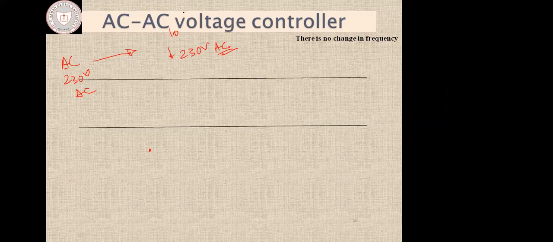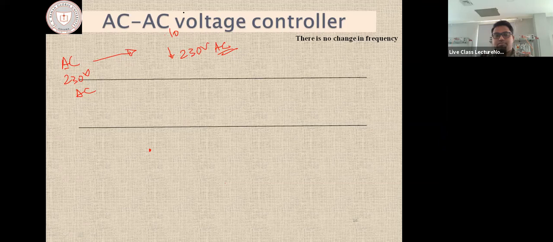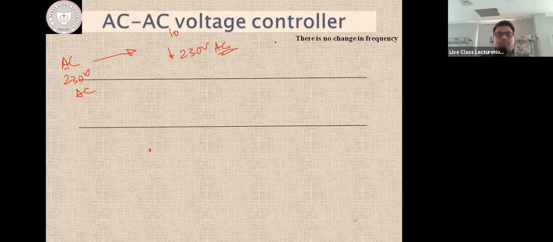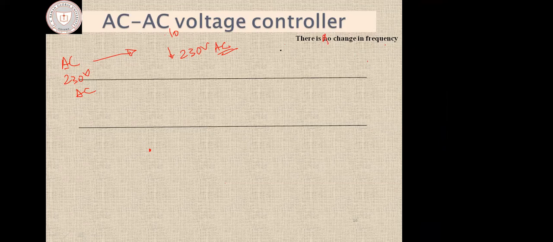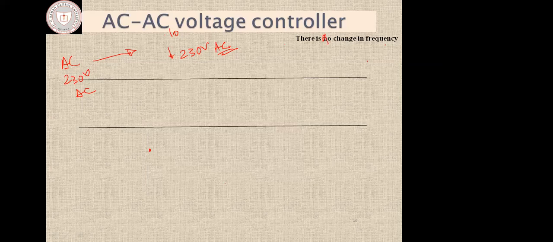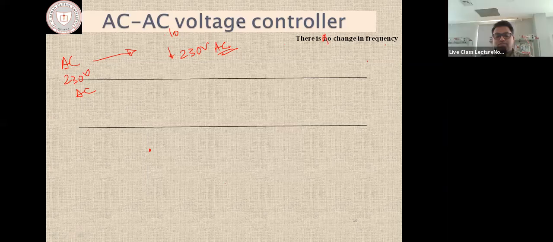Anyone wanting to answer may answer in the chat box. The transformer. See, that's the most popular example of an AC to AC voltage controller. A triac-based fan regulator. It's not a triac itself, it's triac based. So what would be the circuit?